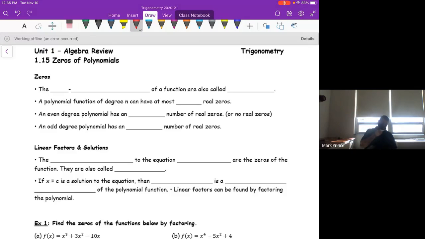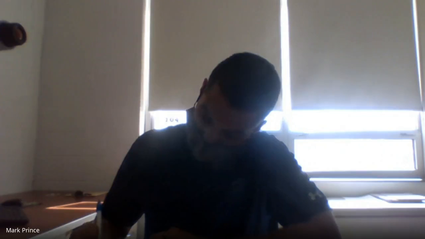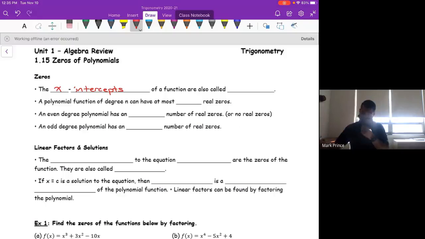All right. So today we're doing 1.15, zeros of polynomials. Zeros again are where the graph crosses the x-axis. They're also called roots and solutions. So the x-intercepts of a function are also called zeros. They're called zeros because that's the y value on the x-axis. Y is always 0 on the x-axis.